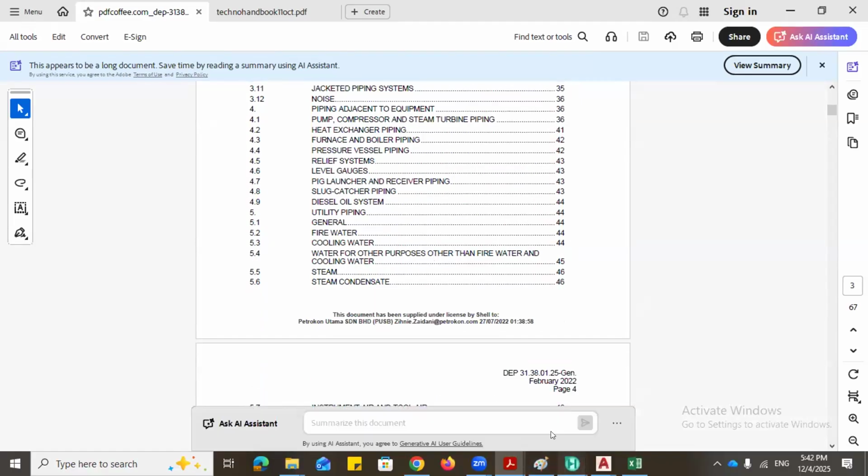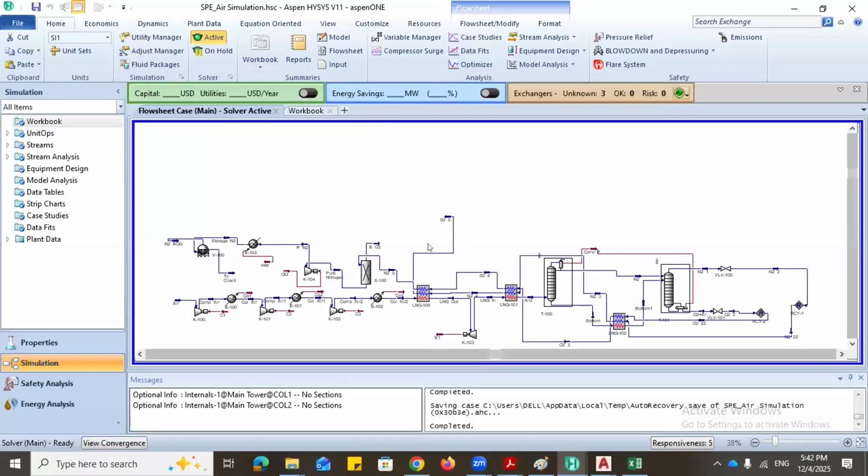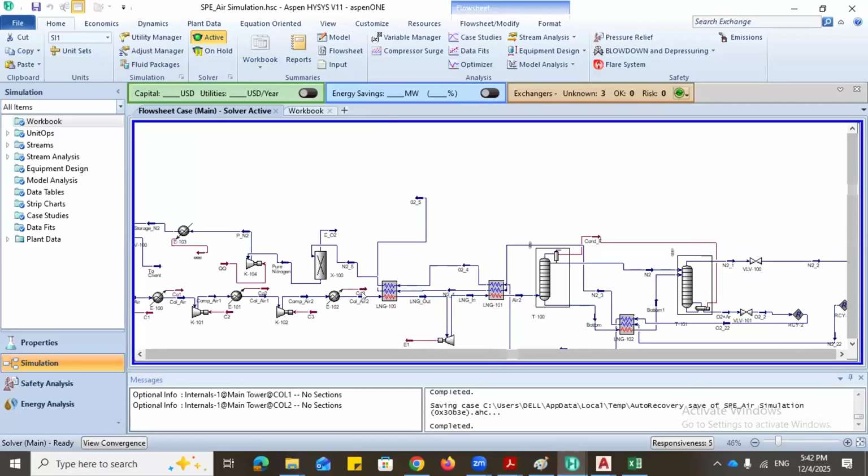So let me assume that, okay, let me just size one line. Now, we want to size the line, right? Let me assume we want to size this line. Yeah, it is pure nitrogen. So this is how to size a line in the simulation.